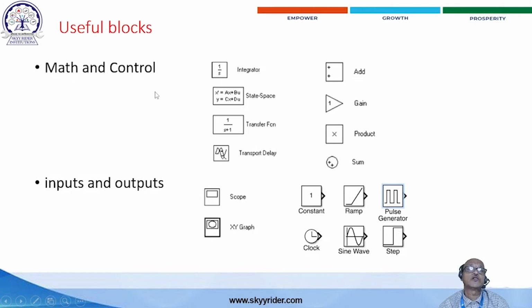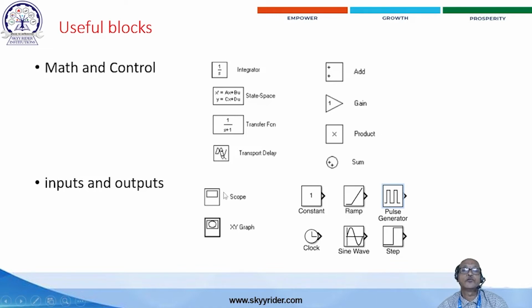For mathematical control, as a simple example, there is an integrator toolbox, state space, transfer functions, transport delays, and the add, gain, product, and sum functions. A lot of ready-made tools are available. For example, if you want to add two numbers, you can take the add block, which has two inputs. Put a constant value here, and one more constant value here. Connect them, and after that connect the display box. So 2 plus 3, automatically we will get the answer 5.